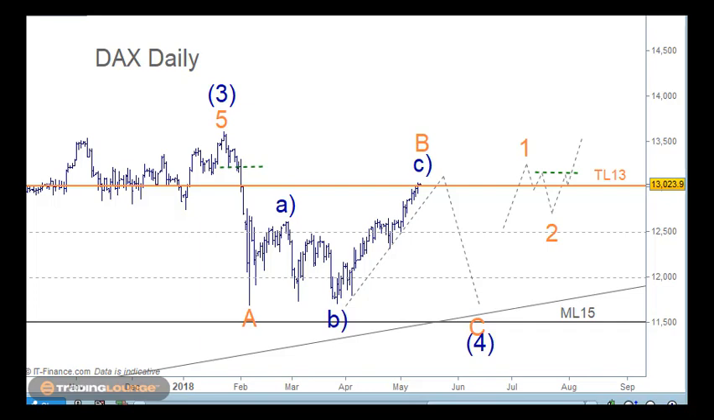So with the DAX here, we're looking at two possibilities. The first one is that we've got wave 3 here, and we're looking for an A wave, a B wave and a C wave here to make intermediate wave 4.